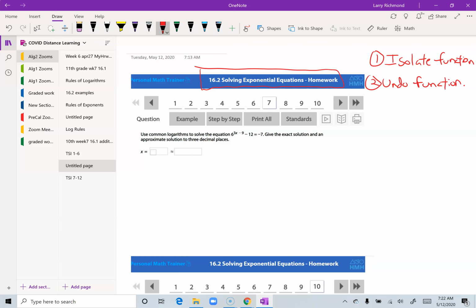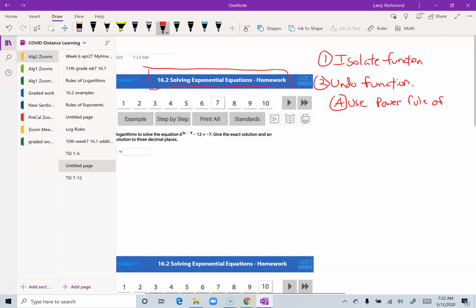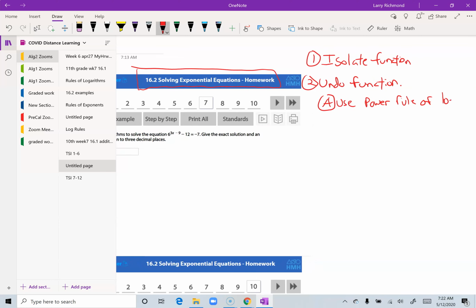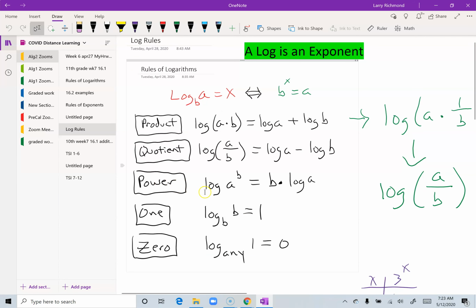We could A, use the power rule of logs to undo our exponential. Reminder of our log rules. The third rule, the power rule, says that if we take the log of something to a power, that power will come out in front. And that's what we're trying to do, get that variable out of the exponent. So that'll be very helpful to us here.